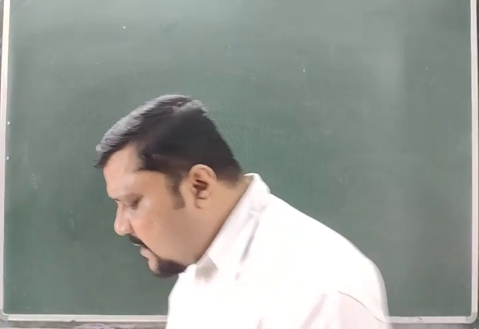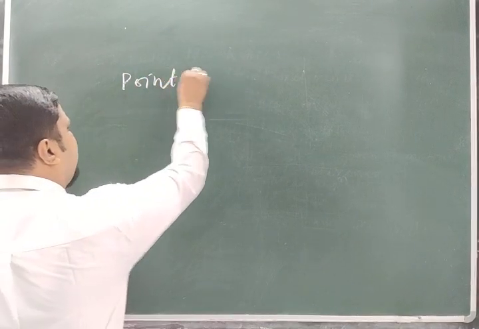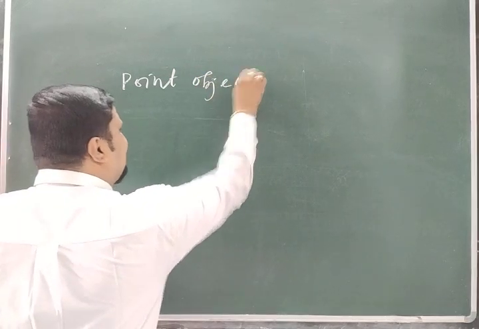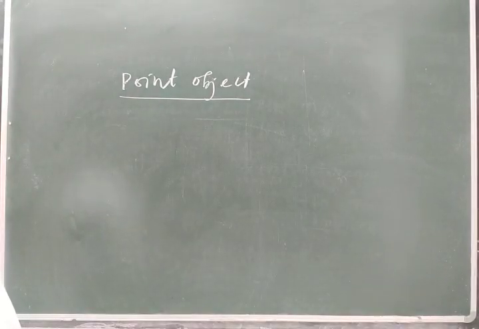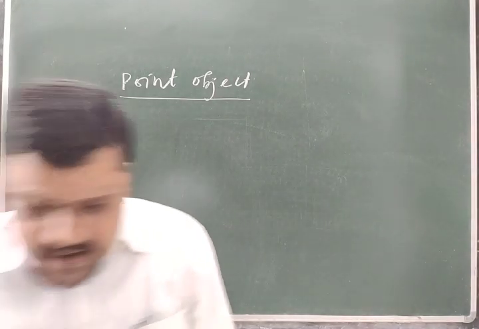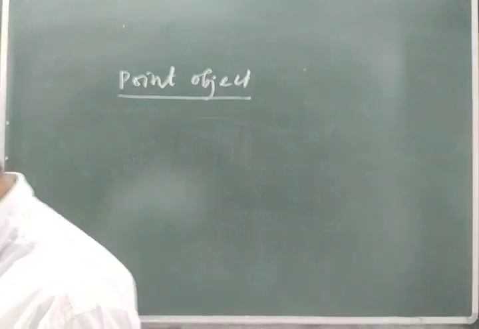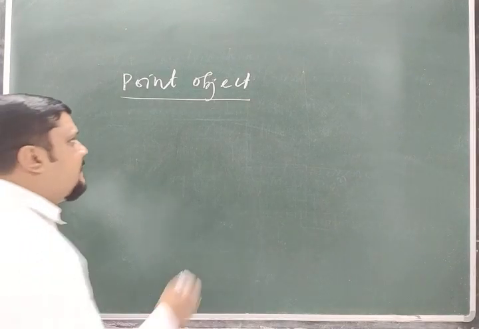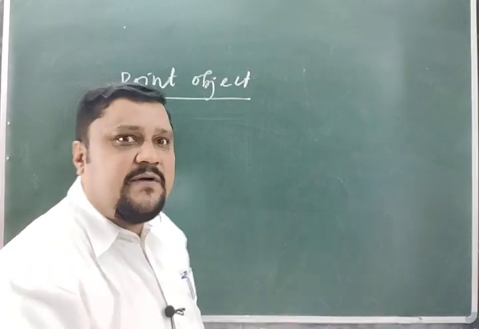So to overcome that, generally, we will consider the idea of a point object. In kinematics, we consider the idea of a point object. So what is a point object? An object is said to be a point object or a point particle if its dimensions are negligible as compared to the distance traveled by it.